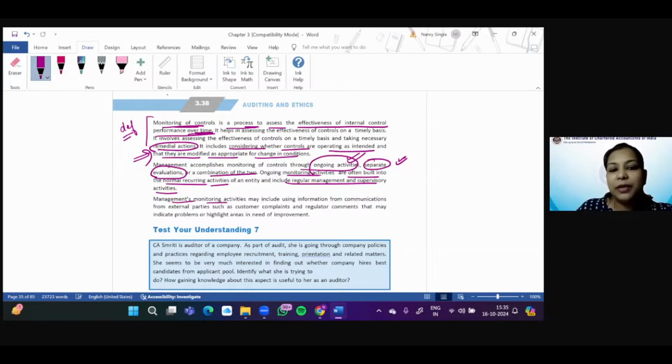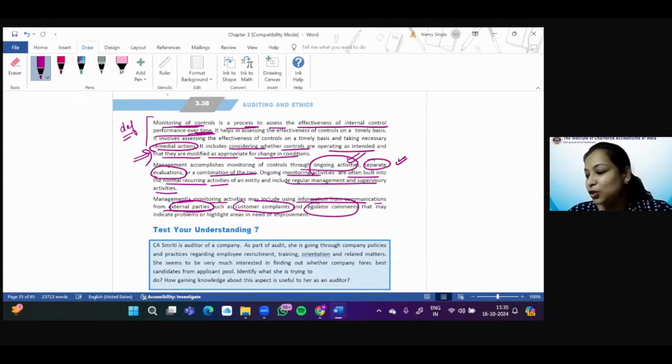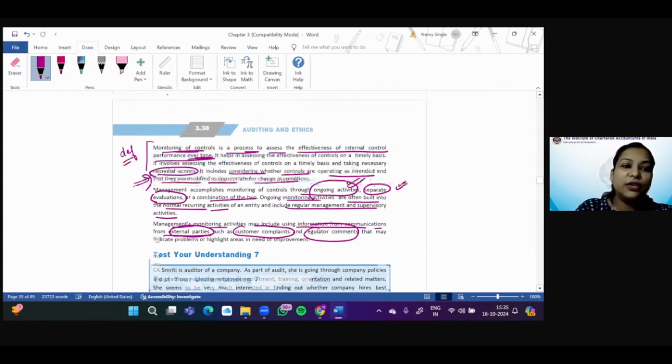Management's monitoring activity may include using information from communications from external parties. I may get complaints from your parents that he or she is not studying, so I may use that also. Management's monitoring activities may include using information from communication from external parties like customer complaints or the regulator comments. So I'll put your parents as regulator comments, not customer complaints. Okay? So I hope this topic is clear to you.